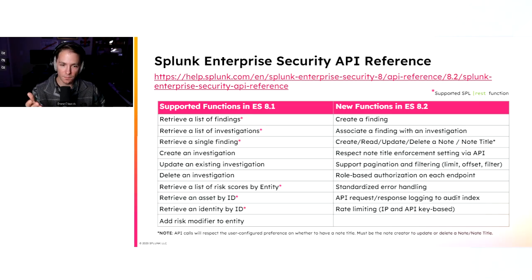The list of supported functions in 8.1 and 8.2 are here. There continue to be investments in making more of these functions work. If it is something where you're doing a get action, those are supported using the pipe REST command inside of SPL. So things like, hey, I need to get a list of findings, you can run that from a pipe REST call.